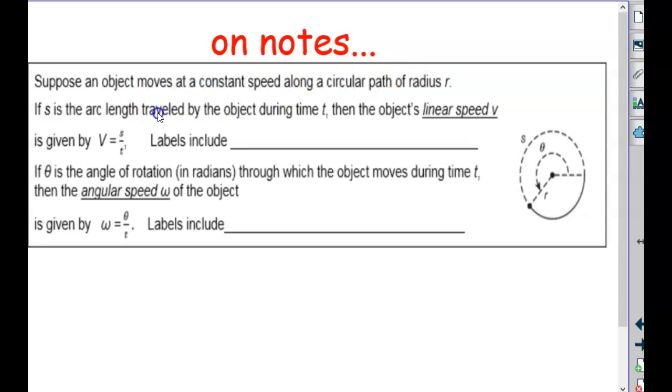Suppose an object's moving at constant speed. If s is the arc length, the linear speed v is given by the arc length divided by time. It's supposed to be s over t. What are some labels that would give you distance over time? Somebody give me a distance label. Miles, okay, per time.